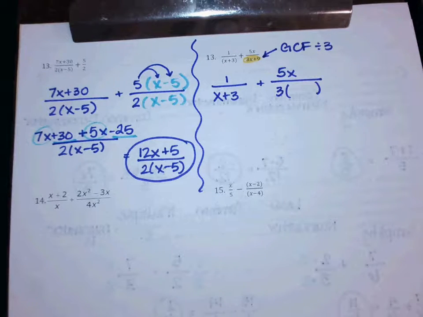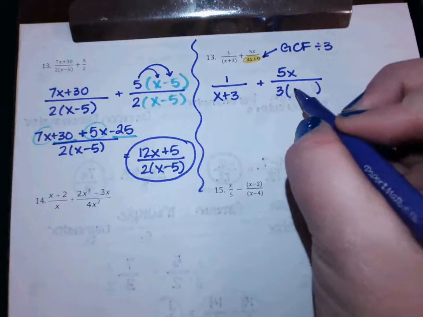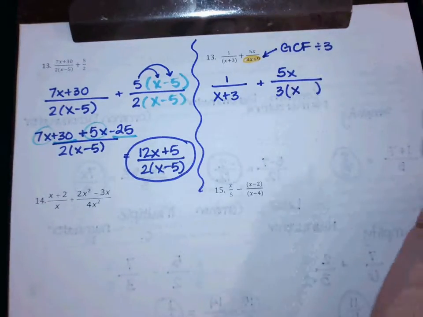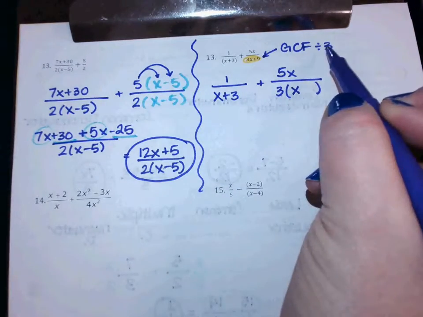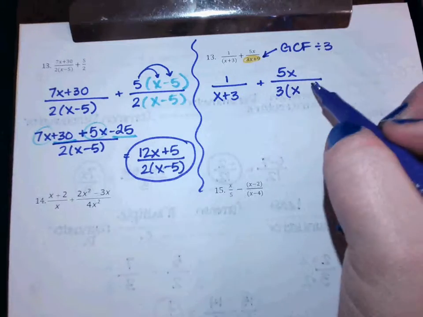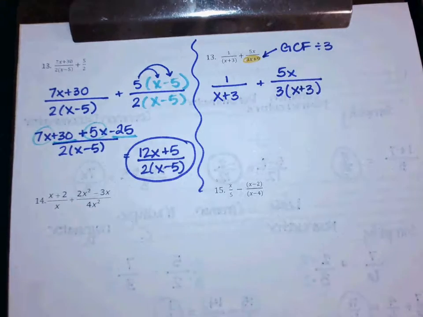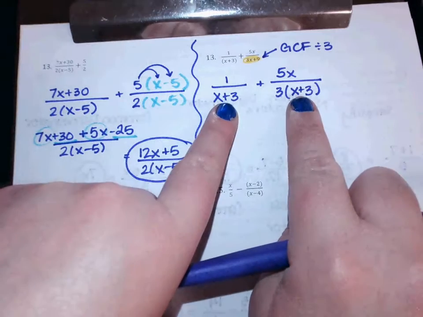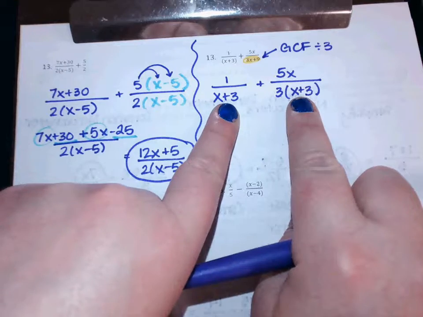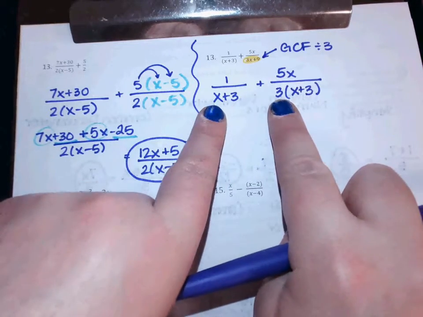When I divide by 3, it was a 3x. So 3x divided by 3 is just an x. And then what about 9 when I divide it by 3? Plus 3. Okay, now look at the bottoms. Now that they're broken down, I can see what they already have in common. So they both have the x plus 3, but what do they not both have? The 3 on the outside.